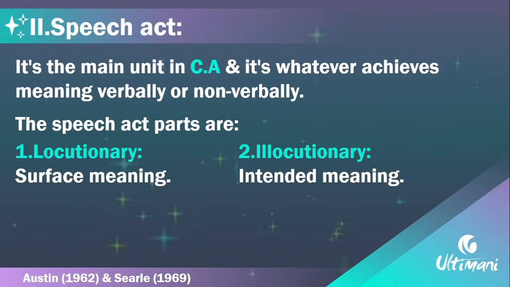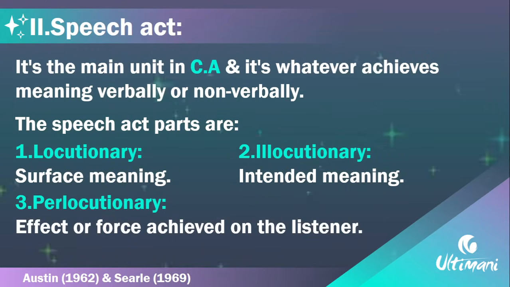And the third part is the perlocutionary act, which is the effect or force achieved on the listener, usually emotional, like to make someone happy by complimenting him, or to convince someone to do something, or to offend someone by insulting him. Now to the adjacency pairs.